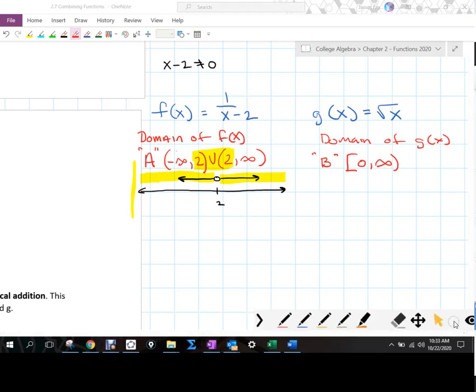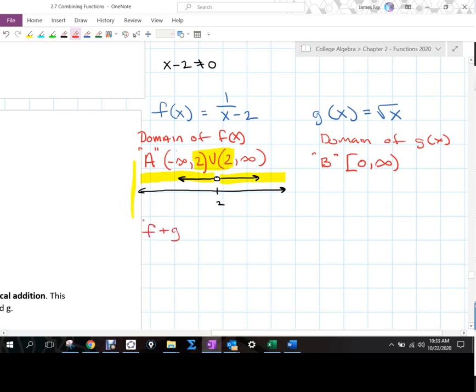They're going to ask us then, can you find what f plus g of x would look like? Okay, so they want you to write the combined function, so that's going to be f, which was 1 over x minus 2, and then because of that addition there, we're going to add to it radical x. Okay, now I'm not worrying right now or really concerned about our ability to maybe simplify that.